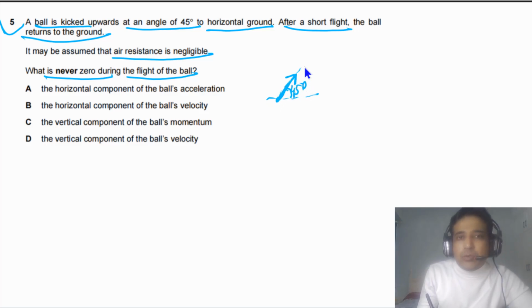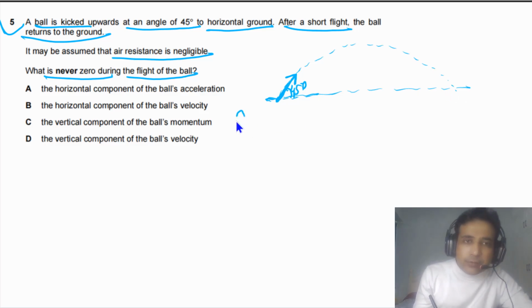So the ball will go first of all up, then this ball will come down. So you can imagine the trajectory of the ball. Now we need to look at first of all acceleration. Acceleration along vertical is equal to g, and direction of acceleration along vertical is always vertically downwards.